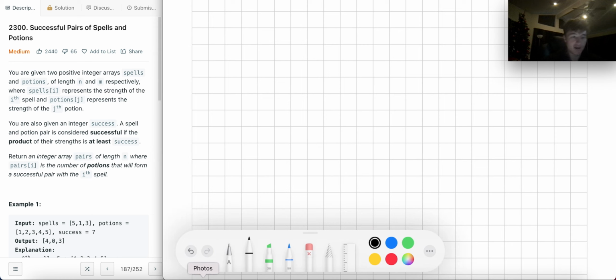Well, that's it. Let's go ahead and get right into this problem. So 2300, Successful Pairs of Spells and Potions. Okay, let's get right into it.